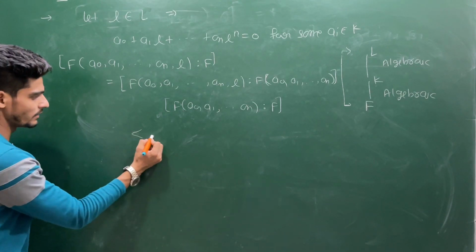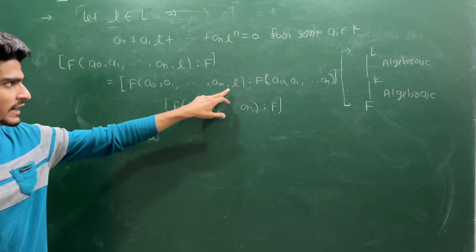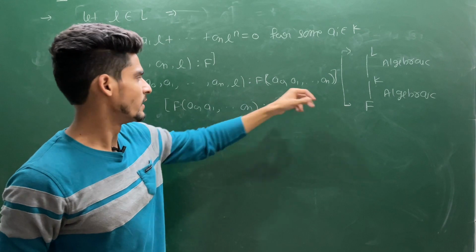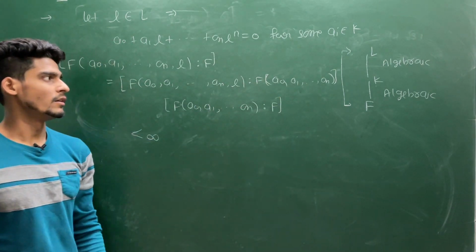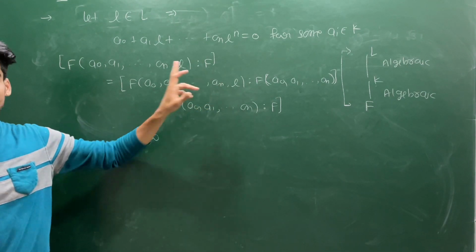Clearly this is finite. Why is it finite? See, in F(A0, A1 up to AN, L), all the coefficients A0, A1 up to AN are present here. So you are not bothered about these elements A0, A1 up to AN. You are bothered about L.